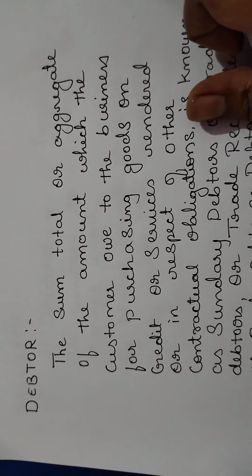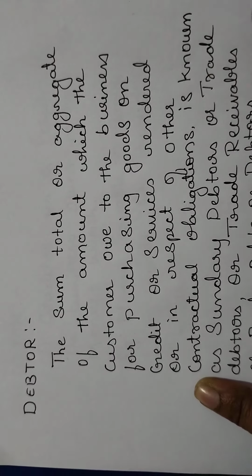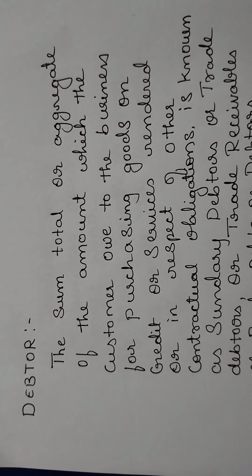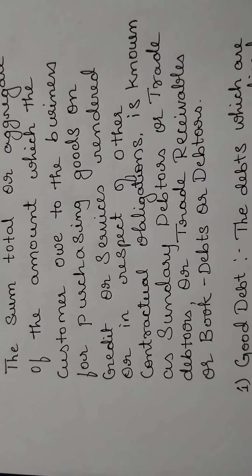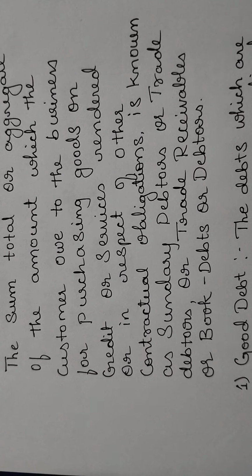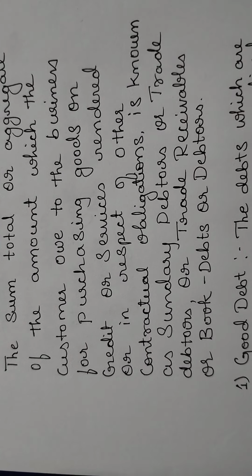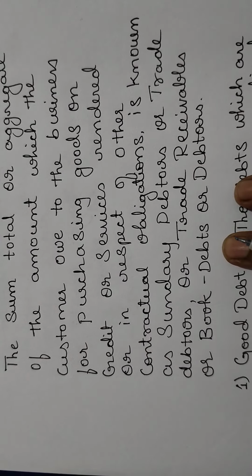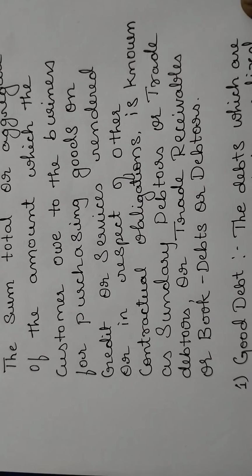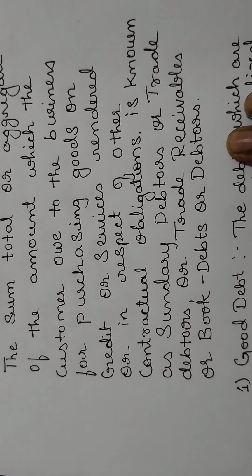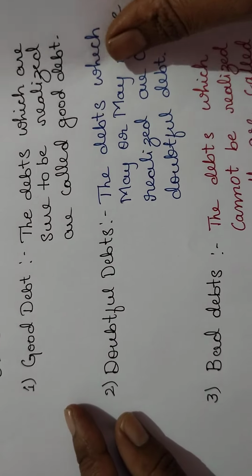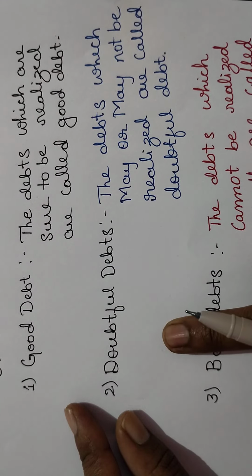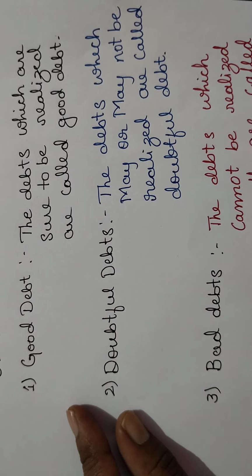Here, a debtor is a person who owes an amount to the business. He is a customer. You are giving him a credit facility. When he is not able to pay immediately in cash, you are giving a contractual obligation. It is known as sundry debtor. It is also called trade debtor, trade receivables, book debt, or debtors. The debtors are classified into three: good debt, doubtful debt, bad debt.